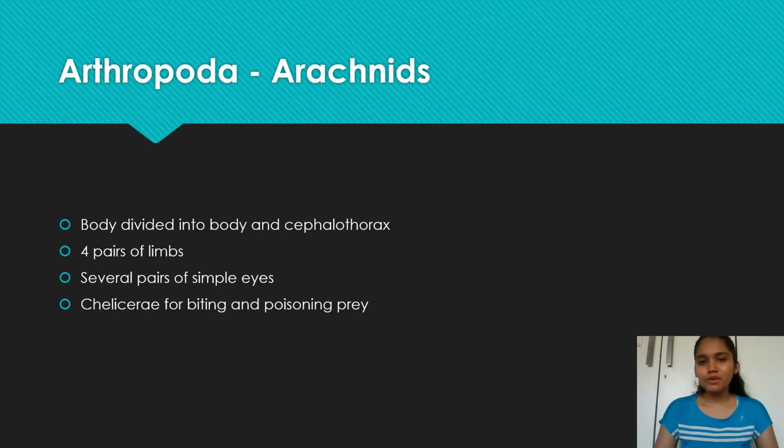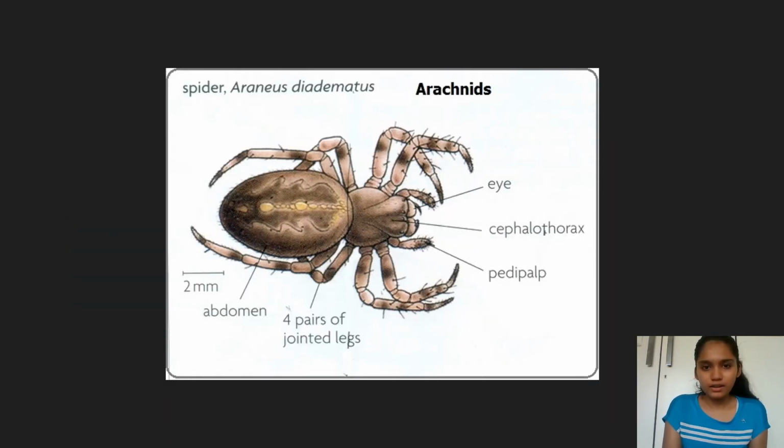But if you really want to show off your knowledge and prove to the examiner that you know your stuff, you mention the key term. They have 4 pairs of limbs, several pairs of simple eyes, not compound eyes, and they have chelicerae for biting and poisoning prey. That is just an adaptation. So this is an arachnid. You learn this, you're good to go.